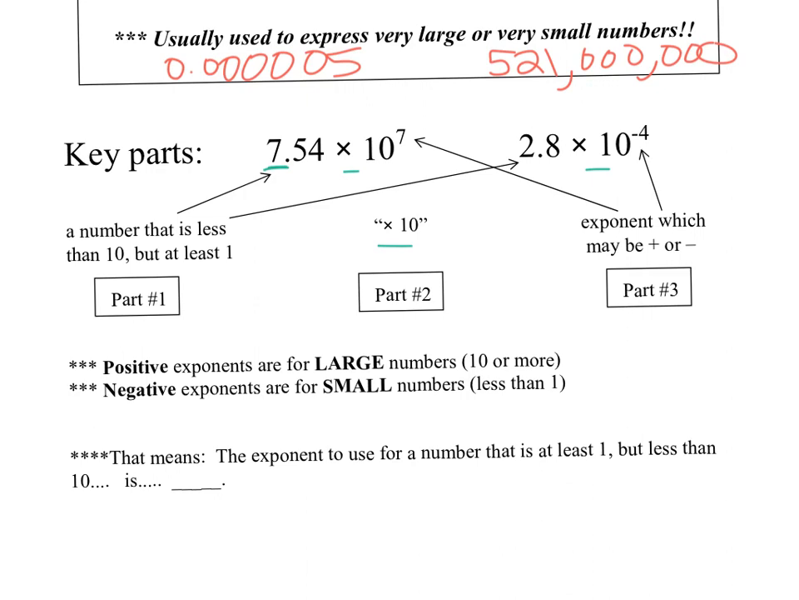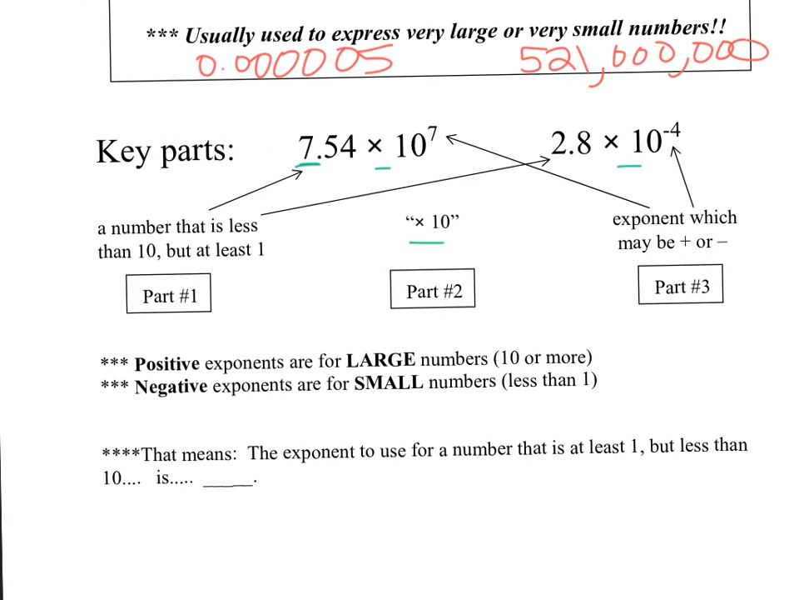Positive exponents are for large numbers. So large numbers means more than 10. Small numbers are things that are going to be less than 1. And then finally, if we have something that is at least 1 but less than 10, so once again, our large numbers are 10 and up, and we get that positive exponent. Then we have 1 and lower, and that gets a negative exponent. So in between, we actually get an exponent of times 10 to the 0 power.